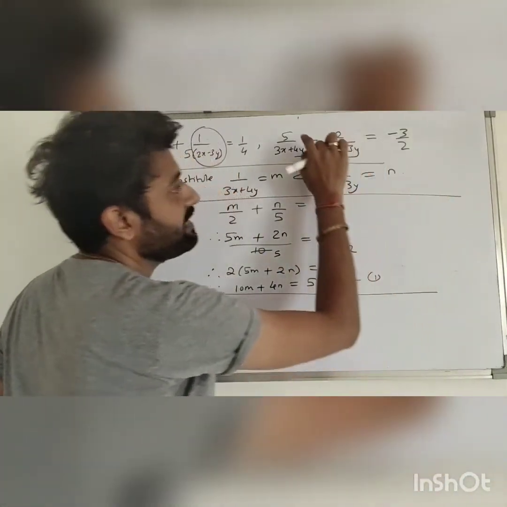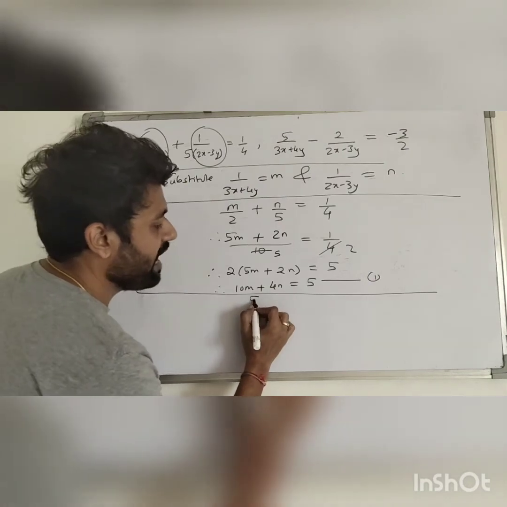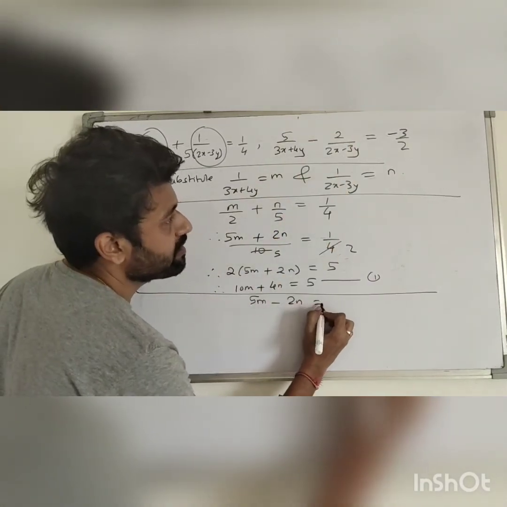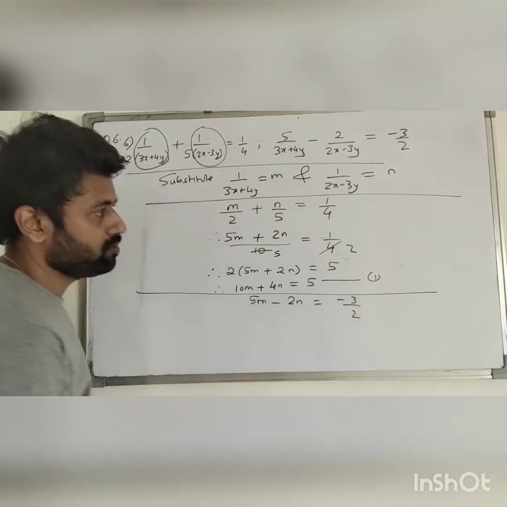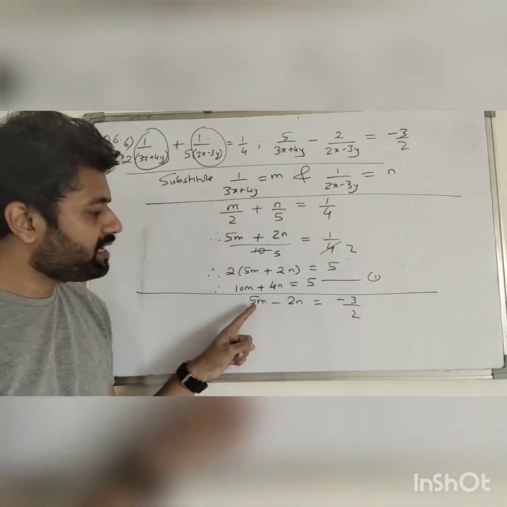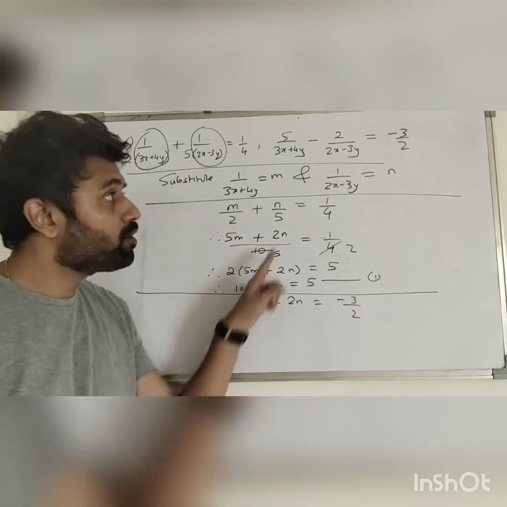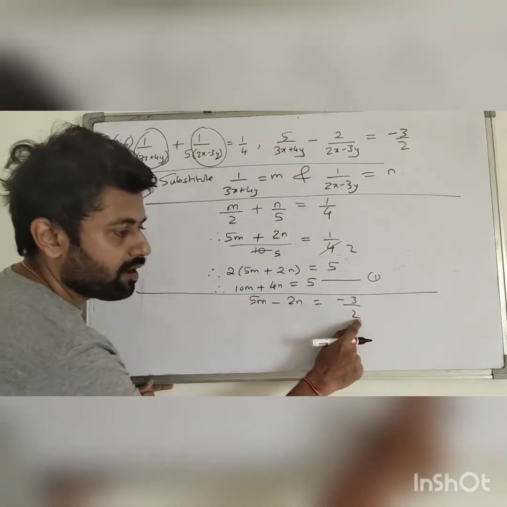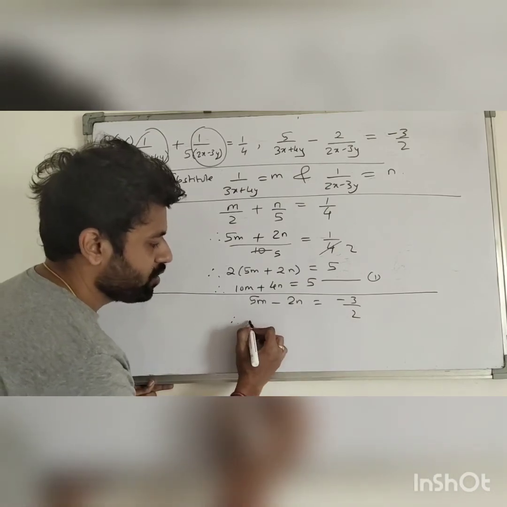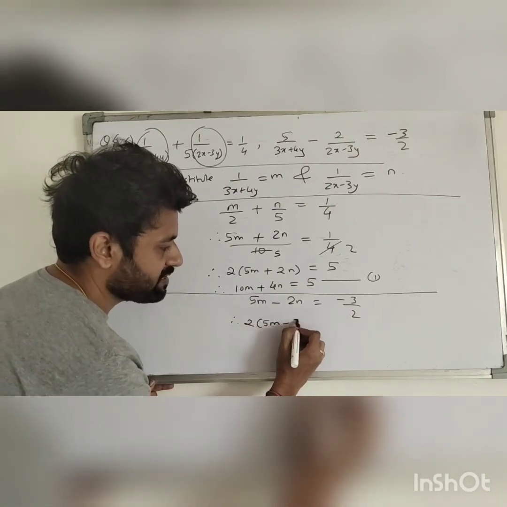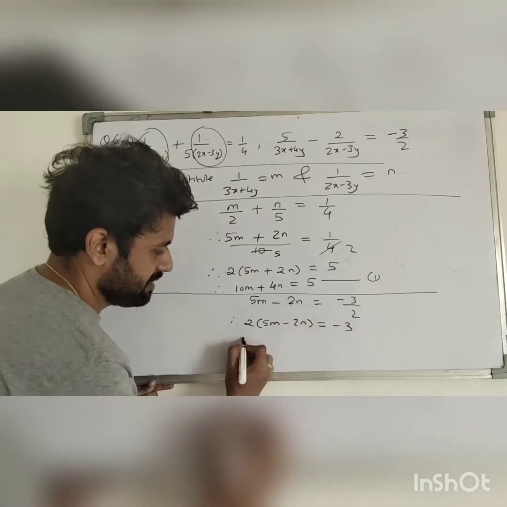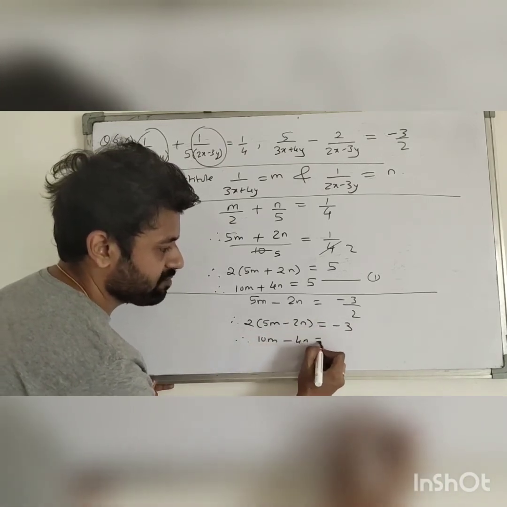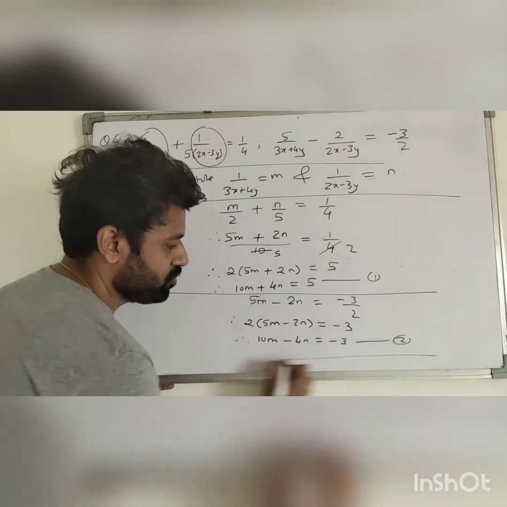Yes, students, one can easily try for this also. 5m minus 2n is equal to minus 3 upon 2. Here it was m upon 2, but here it is not m upon 5, it is 5m, because 5 is in the numerator. Please understand this. Of course, this 2 has to be transferred here. You will get 2 multiplied by 5m minus 2n is equal to minus 3. You get 2 5s are 10m minus 2 2s are 4n is equal to minus 3. This is equation number 2.